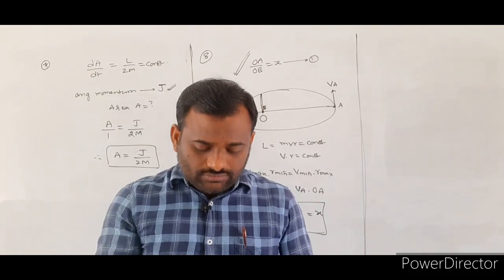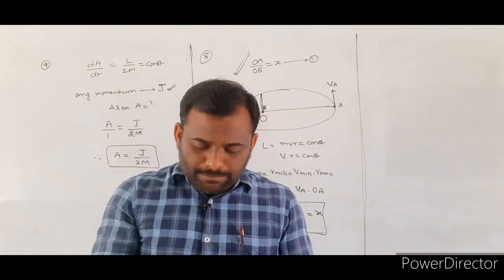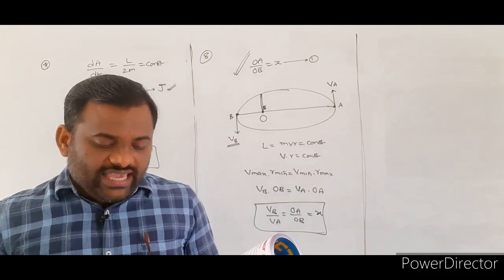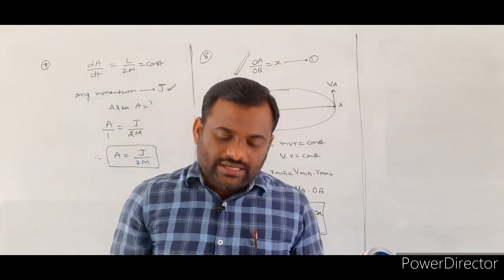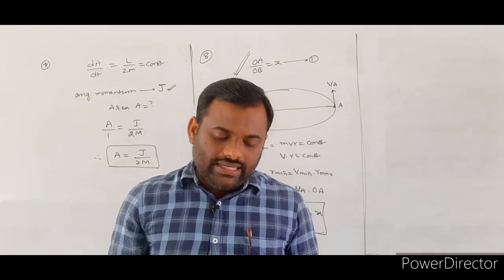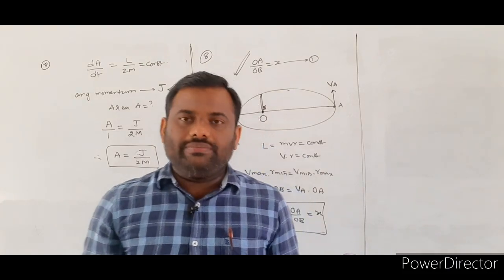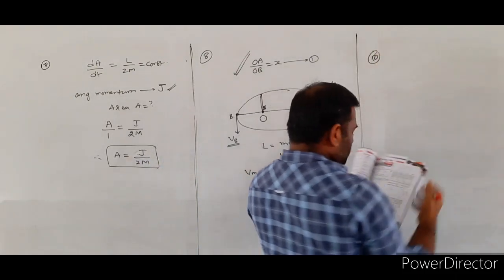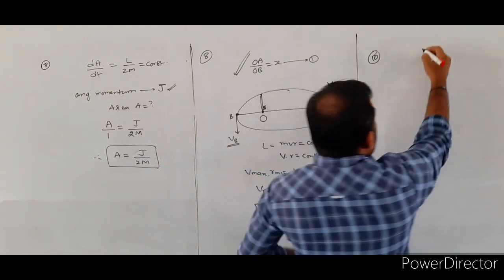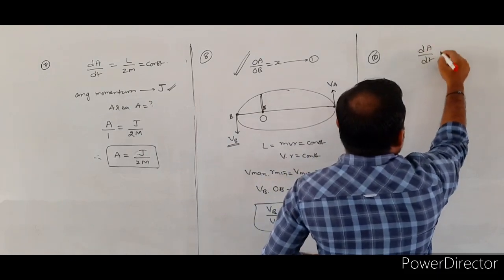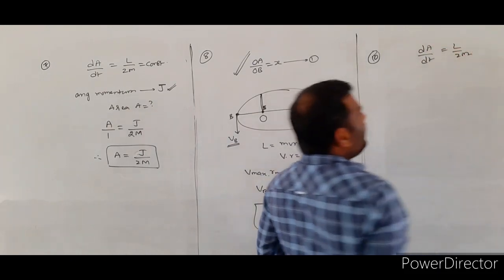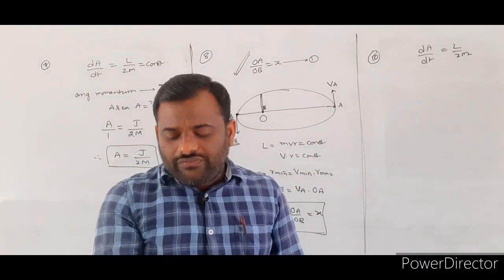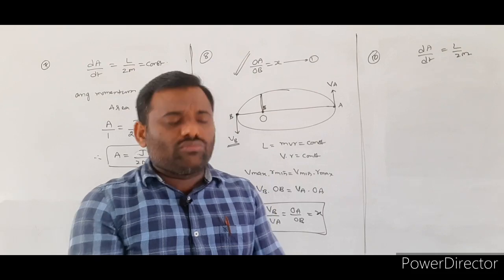Next one, problem number 10. If A is the areal velocity of the planet of mass capital M, its angular momentum will be? It is also a direct problem. Already we know that dA by dt is equal to L by 2m, according to Kepler's second law. Which value are they asking? They are asking the angular momentum value.